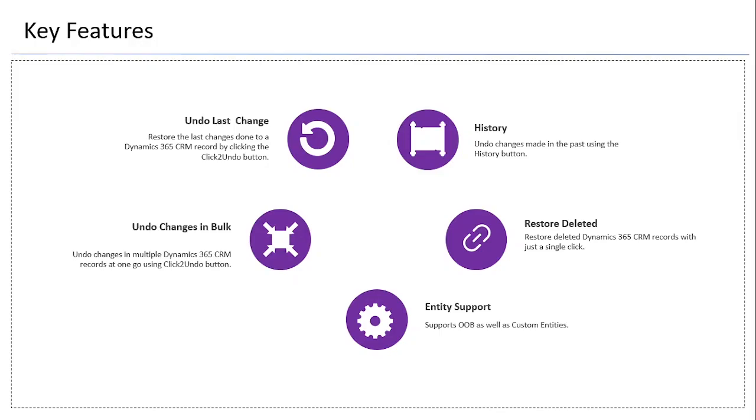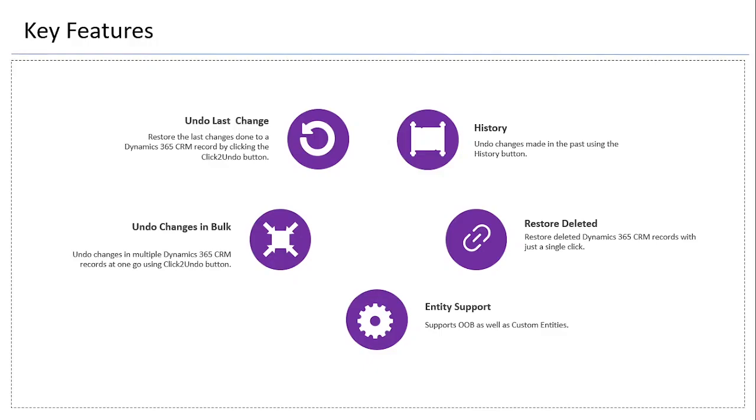And history, so undo changes made in the past. Let's say, for example, you have a record where multiple changes have been done from time to time, but you want that record in its original state. You can perform that with the help of our Click to Undo history feature. And undo changes in bulk, if you want to undo any bulk changes, that is also possible with the help of our Undo to Restore productivity tool.